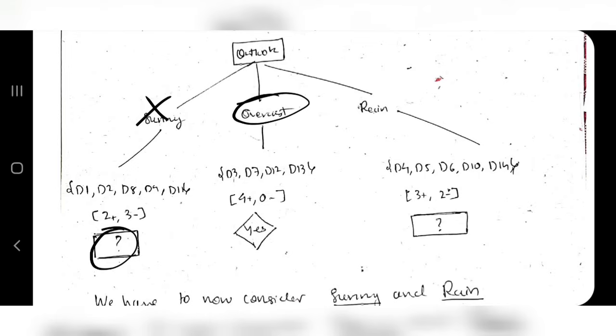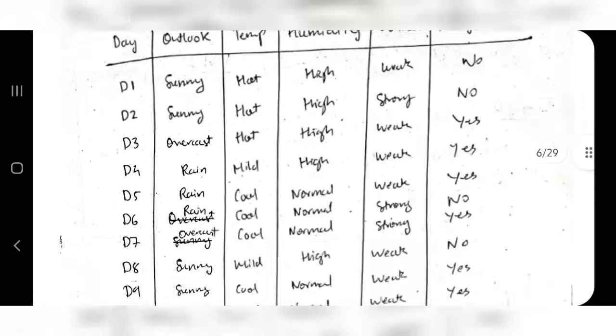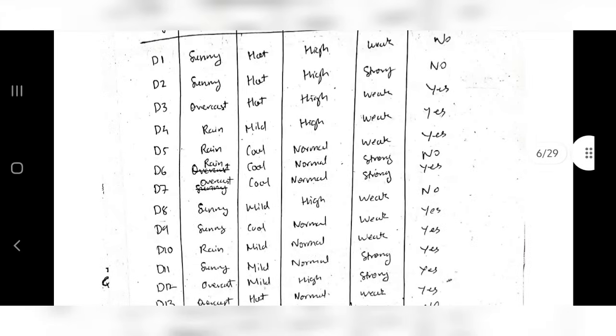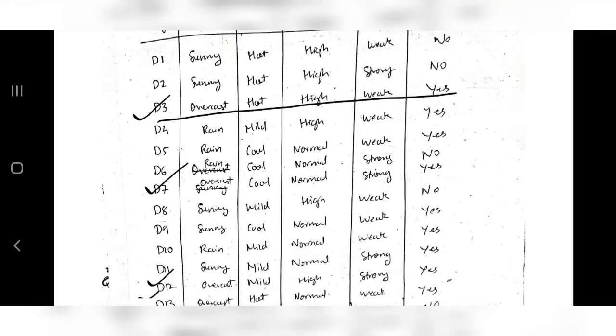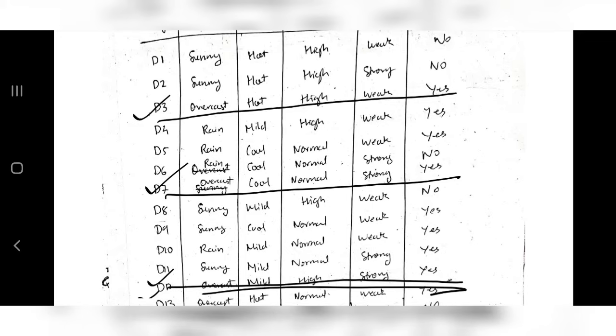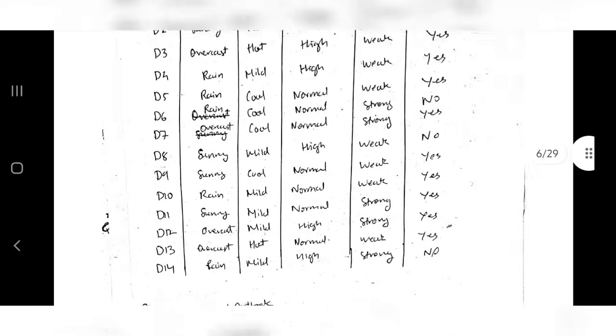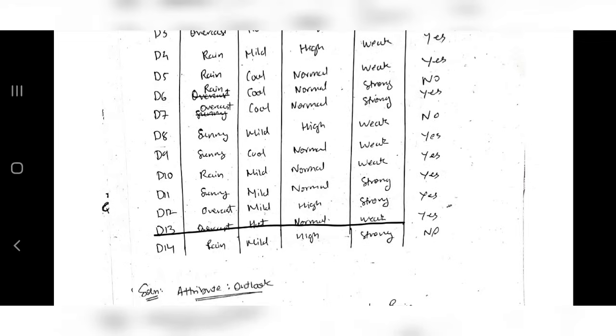Let's see overcast. In overcast I have 4 yes and 0 no values. Let's have a look at overcast, how it's looking in the table. In the table, where overcast is there, it is present in D3, D7, D12 and D13. Now if you see the value here, what I got, yes. Here, yes. Here, yes. And here also I got yes, the 13th value, right. If you did not see carefully, all values I'm getting as yes.